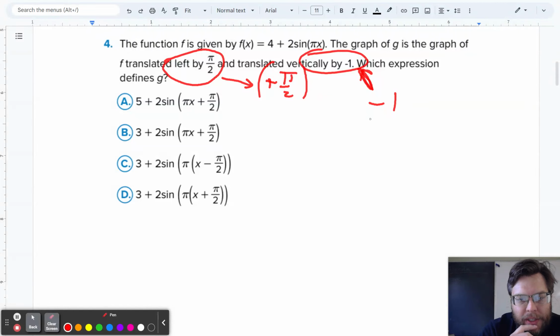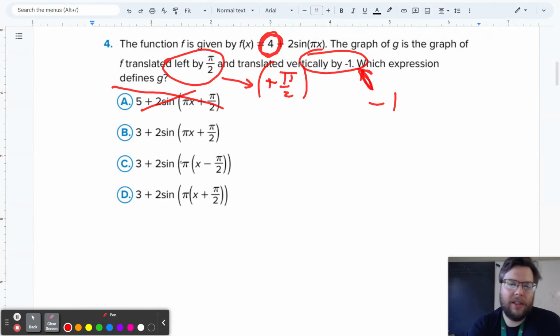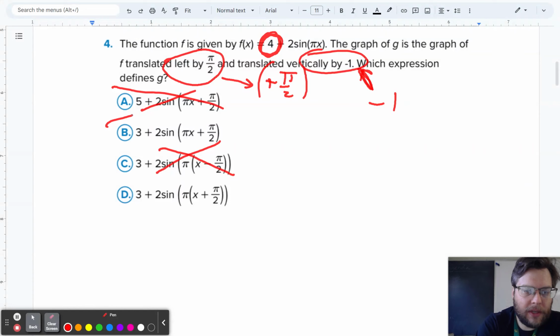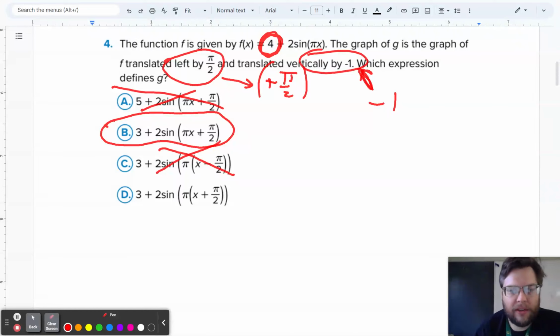Now I see the plus pi over 2 in a couple different spots. And the tricky thing, though, is that I don't see the minus 1. Well, that's because there was already a 4 outside of the parentheses there. And so then I want to do 4 minus 1. So I know it's one of these answers with a 3. So I can't do this one here. I know it's not this one here because this one has a minus on it. The correct answer is this one, because this takes the existing graph and shifts it left by pi over 2.